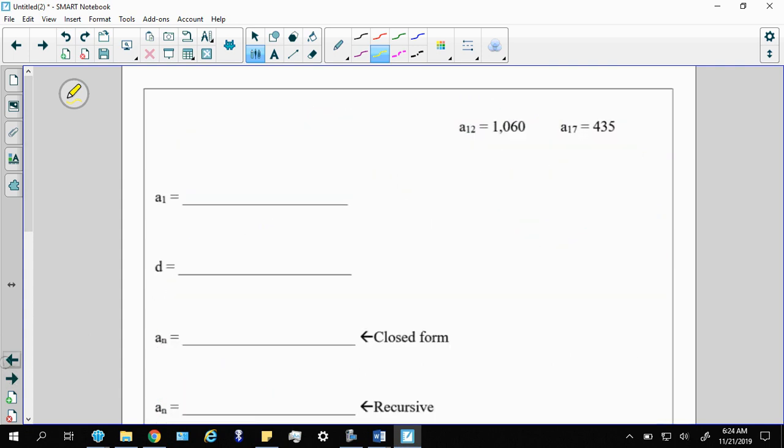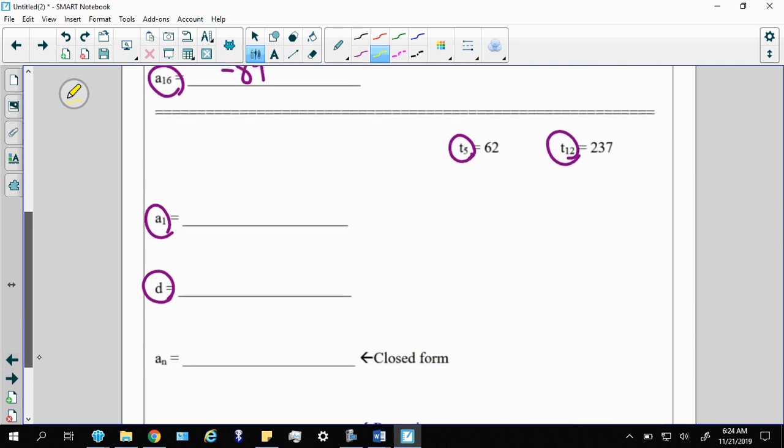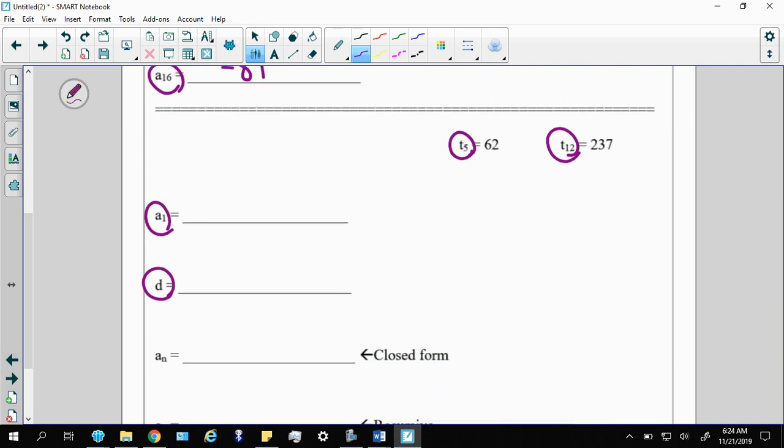So we're going to take our later term, which is 237. We are going to subtract our earlier term, which is 62. So when you do the math, you get 175. Now, again, this is the 5th term. This is the 12th term. That is a difference of 7, which means it has 7 jumps. I'm going to divide that by 7, and my common difference ends up being 25.